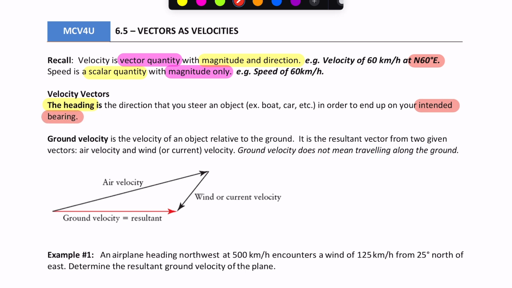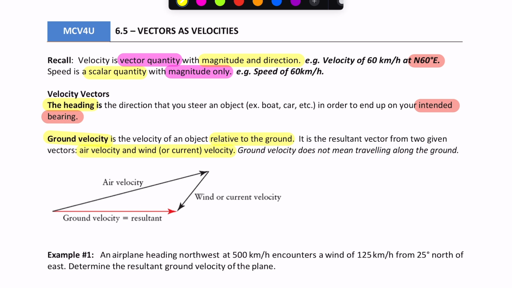Ground velocity is the velocity of an object relative to the ground. It is the resultant vector from two given vectors: the air velocity and the wind, or current velocity. So ground velocity does not mean traveling along the ground. It just means that it is relative to the ground.